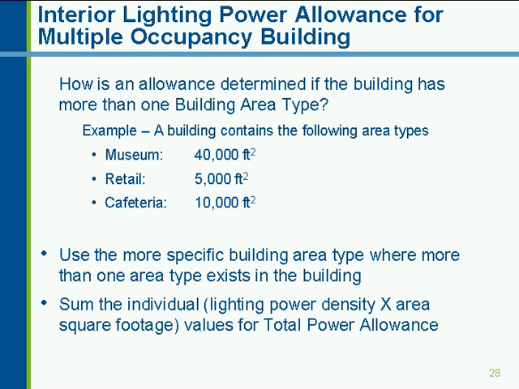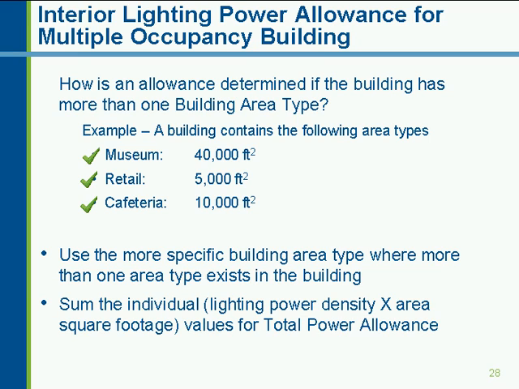If you have a multiple occupancy building, the example here being a museum with, say, a retail associated with it and a cafeteria, then because all three of those building area types are included in the table, you need to calculate them separately. Now, if you wanted to, you could try and say, well, this is just a museum. But in this case, museum, retail, and cafeteria are all included in the table, so you do have to use those. A museum might be a common space type, including a little bit of retail in some cases, but typically it wouldn't include retail and a cafeteria. So it makes it clear in this case you have to separate them.